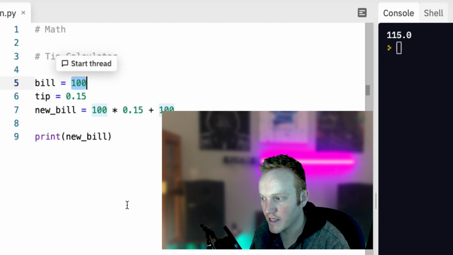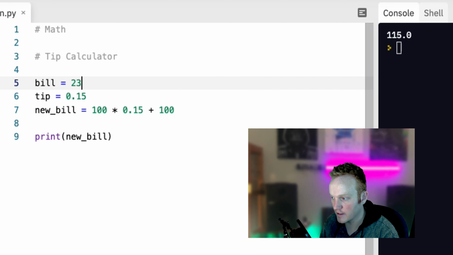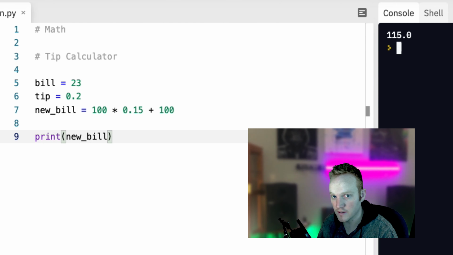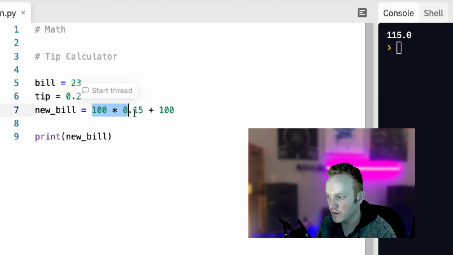But what if the table next to me, their bill was $23 and they gave a 20% tip? If I run this, what is it going to say? If I run this, guess what? It still says $115. The reason it's doing that is because I did not write this program dynamically. So I hard coded these values here, so new bill is always going to be this. So yes, it's great that we figured out this equation, but let's write this dynamically.